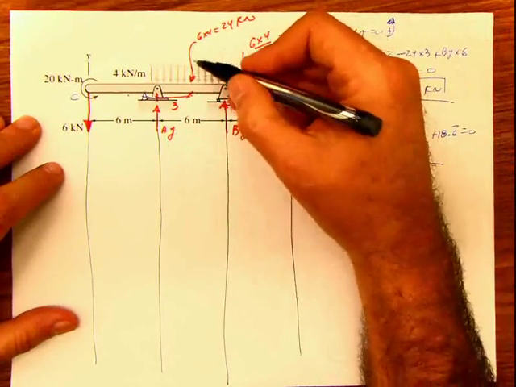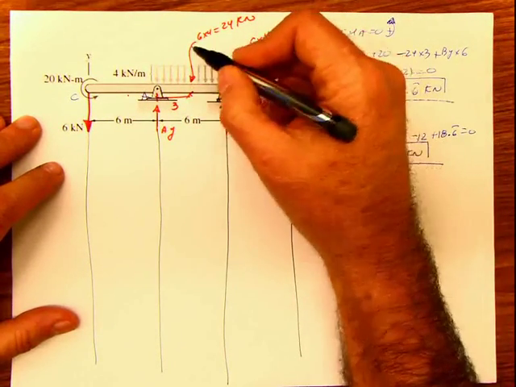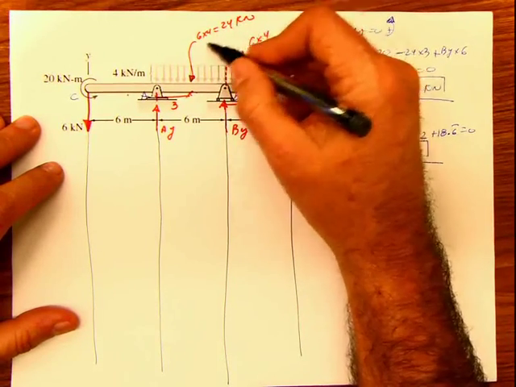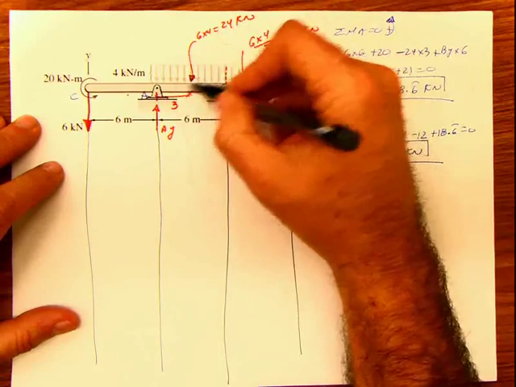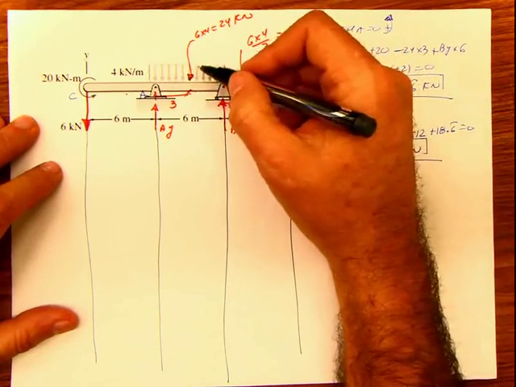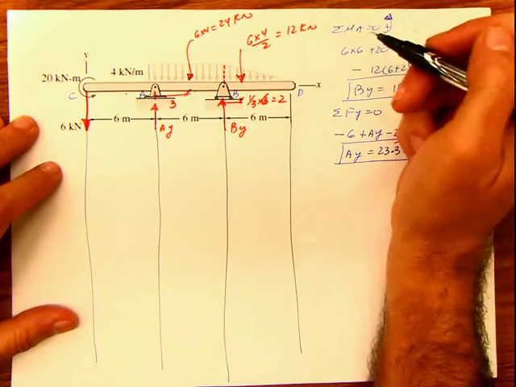Now there's a bunch of people that put a line here because they get confused with the same fictitious force that they created here for converting the rectangular or triangular load into a concentrated load. Be careful, because those loads are not there in reality.